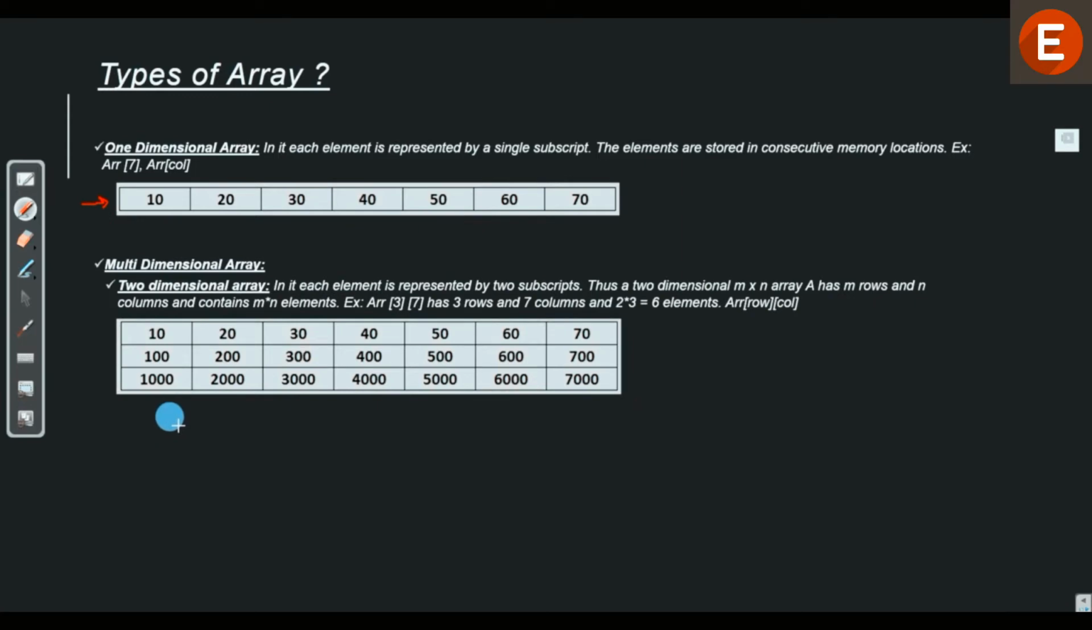Now the next type of array is the two dimensional array. What is a two dimensional array? A two dimensional array is one which, in the ideal case, has more than one row in it. So in this case we see that it has 3 rows in it and multiple columns.